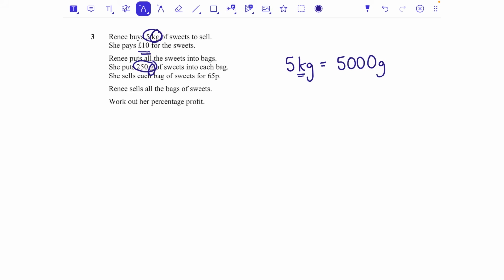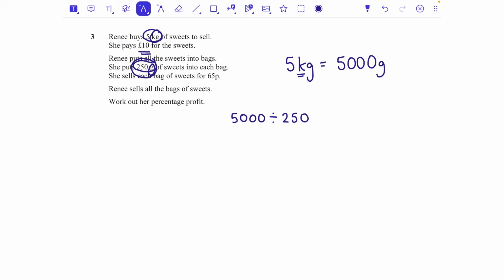Kilo means a thousand. If I said I've got 5k in my bank, a lot of you would think, okay, that's £5,000. So kilograms is 1,000 grams. So 5 kilograms is 5,000 grams. Perfect. And now we need to say, okay, well, how many 250s can I split that into? Okay, so I need to do 5,000 divided by 250.